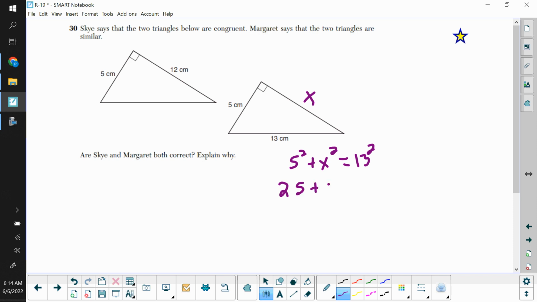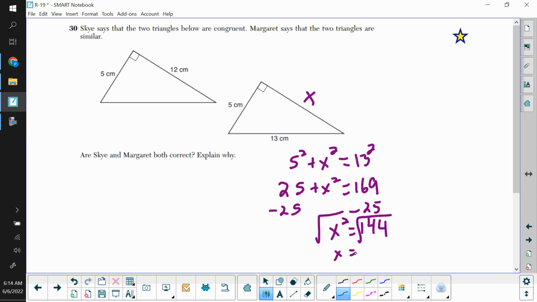That would give us 25 plus x squared equals 169. We could subtract the 25 over. That gives us x squared equals 144. And when we take the square root, we get x equals 12. So this side is really 12. So notice between the two triangles, we have side angle side, the right angle, and then the 5 and the 12 sides. So that's going to mean that the triangles are congruent. But if triangles are congruent, they are automatically similar. So we've got to explain that now.